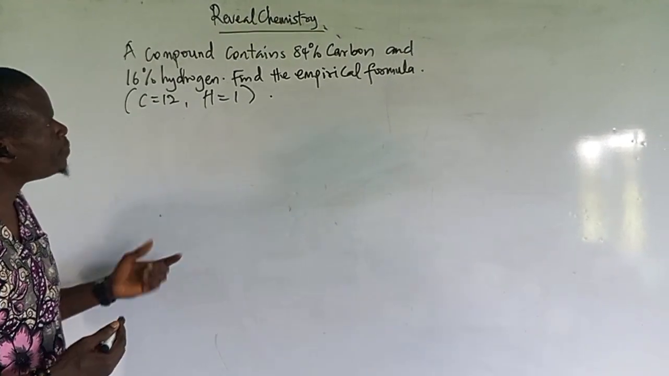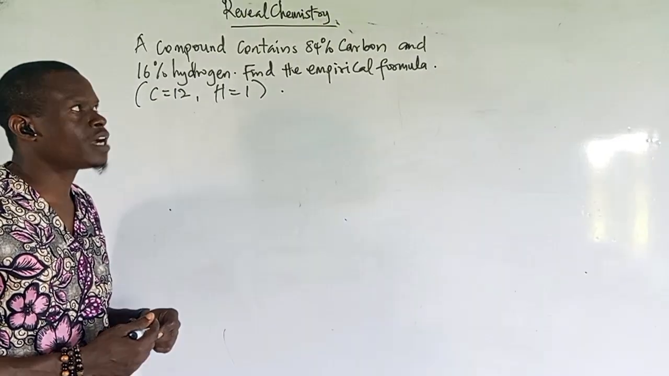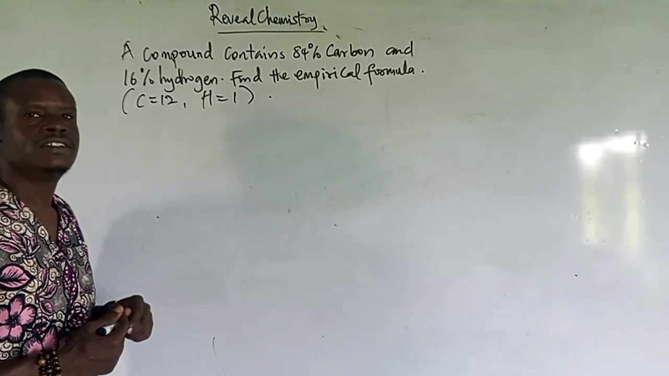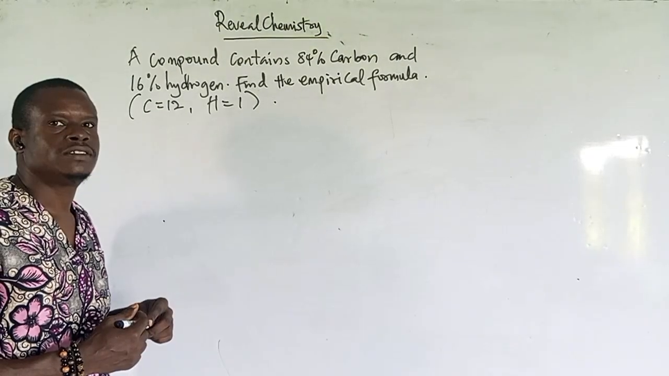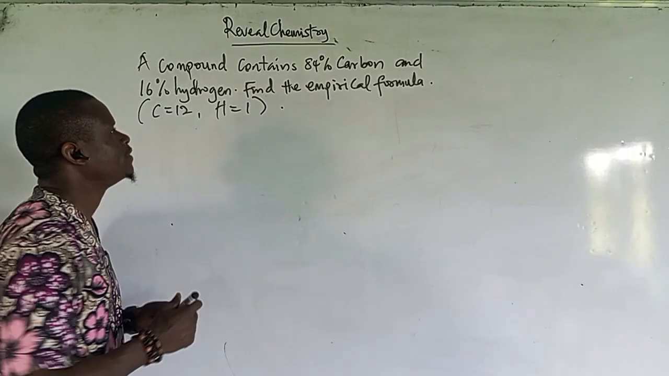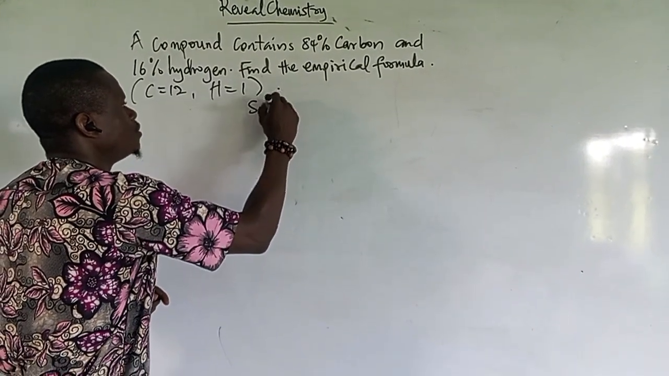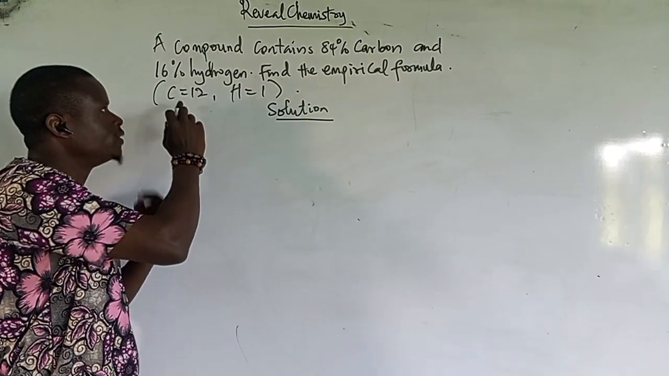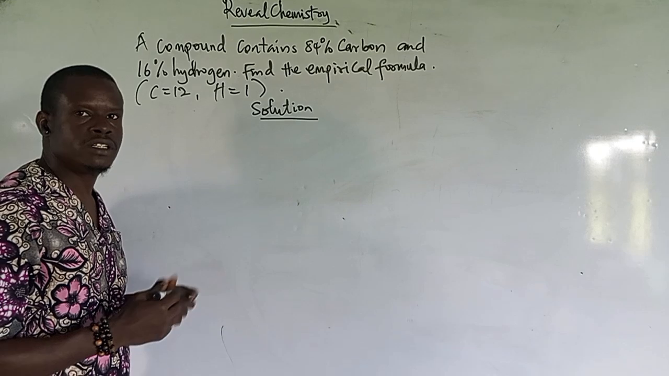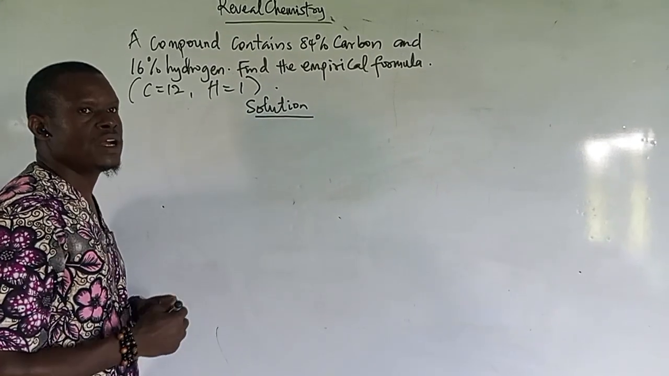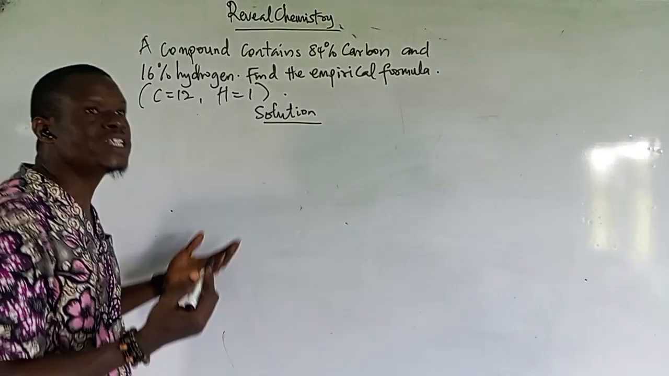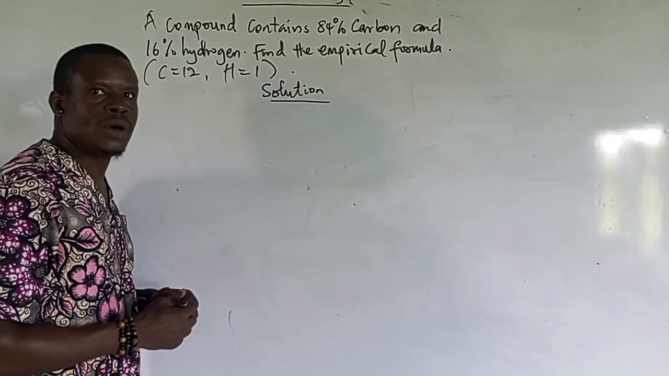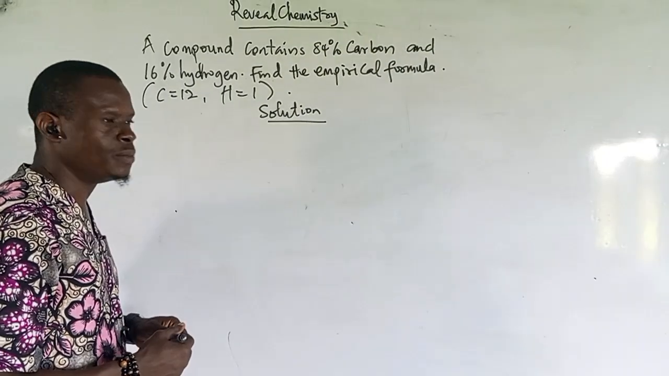And the question today says a compound contains 84% carbon and 16% hydrogen. Find the empirical formula. Very simple question, easy to solve. So let's see the solution. In the question, we are given the mass of carbon as 12 and the mass of hydrogen as 1. So how do we solve this? The first thing that comes to mind is which elements are present. The elements present are carbon and hydrogen. So those are the variables in the compound.